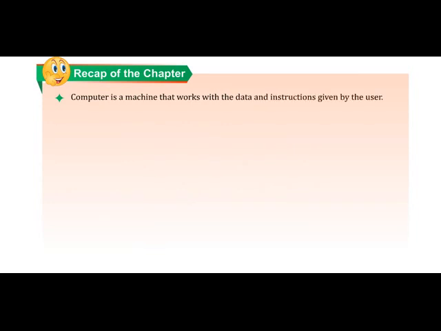Let us quickly glance through the key points discussed in this chapter. Computer is a machine that works with the data and instructions given by the user. It works on IPO cycle. Input is the data and instructions that is entered into a computer.